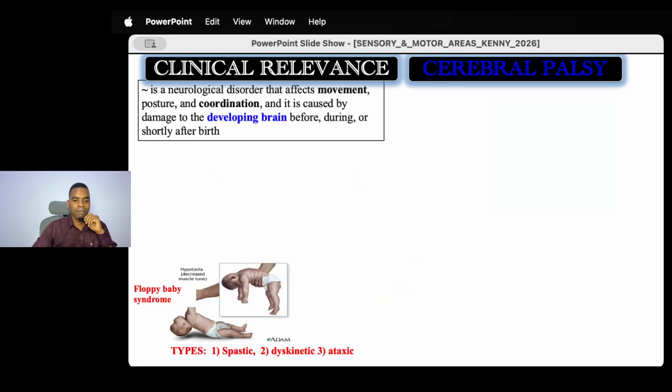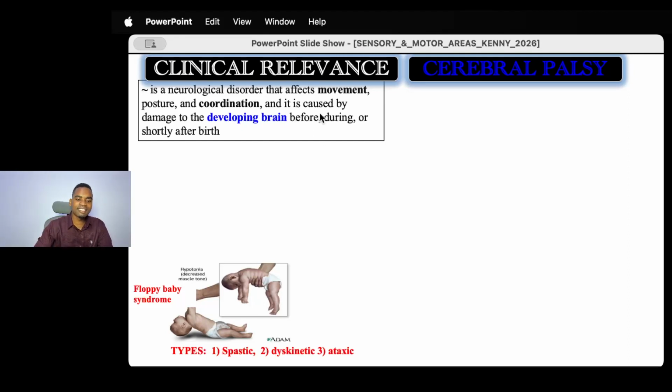Okay, so let's talk about something very important, which is called cerebral palsy. Cerebral palsy is a neurological disorder that affects movement, posture, and coordination. But most important, this disorder is due to damage in the developing brain, before birth, during birth, or shortly after birth. So in this critical period, any insult that is potentially damaging to the brain can result in cerebral palsy.